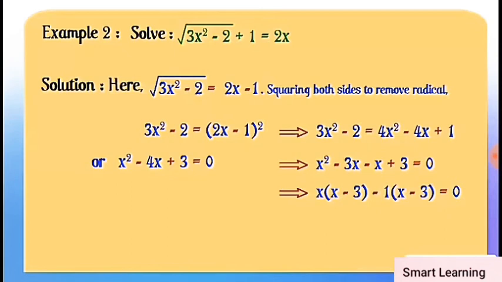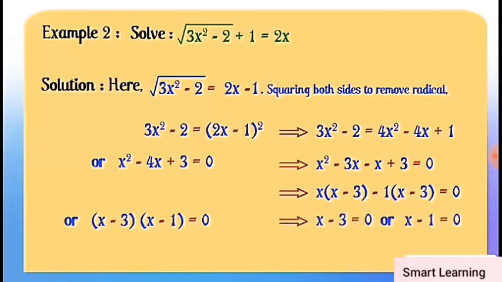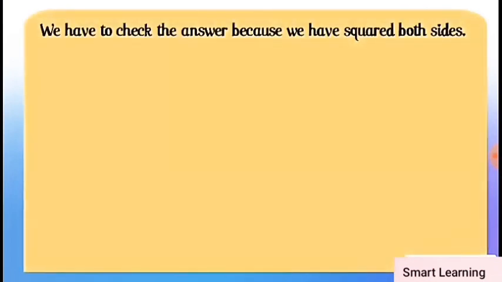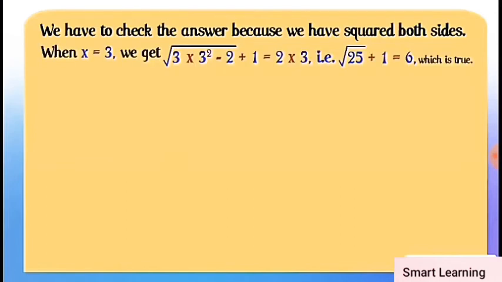Or, x minus 3 into x minus 1 is equal to 0. This implies x minus 3 is equal to 0 or x minus 1 is equal to 0. This implies x is equal to 3 or x is equal to 1. We have to check the answer because we have squared both sides. When x is equal to 3, we get under root 3 into 3 square minus 2 plus 1 is equal to 2 into 3. That is, under root 25 plus 1 is equal to 6, which is true.